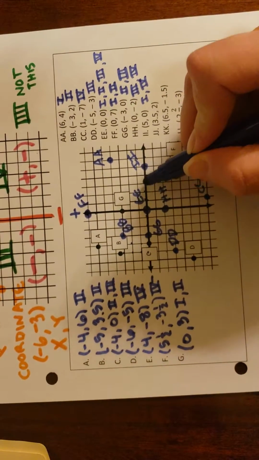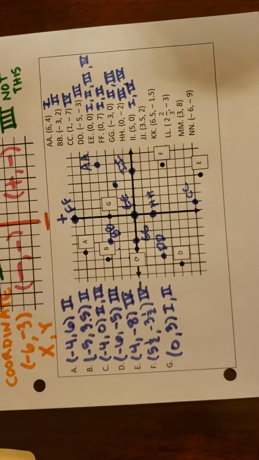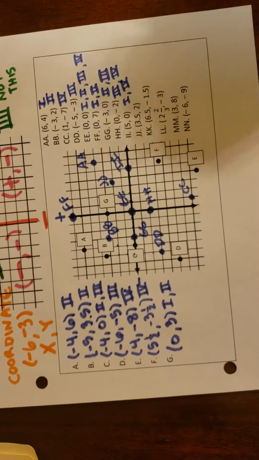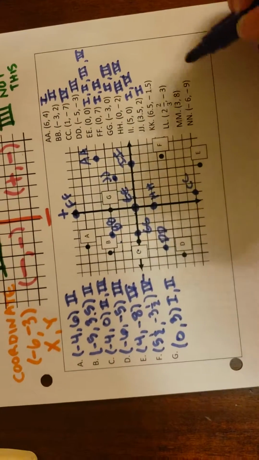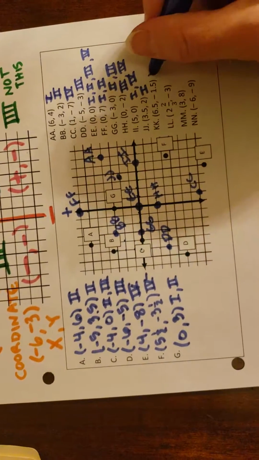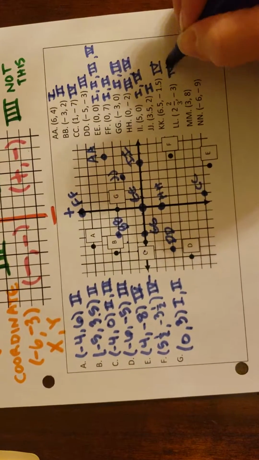Now we have 3.5 and 2. Is it going to be perfect? Maybe not. It's going to be okay. You just estimate. There's my 3.5 and 2 at J. Quadrant 1. Now we could see just looking at this, this is positive and then negative. We know that this is going to be in quadrant 4. Positive and negative. This is another 4.